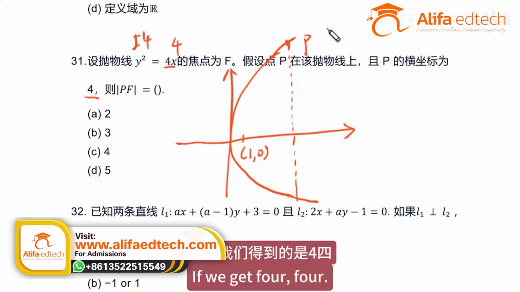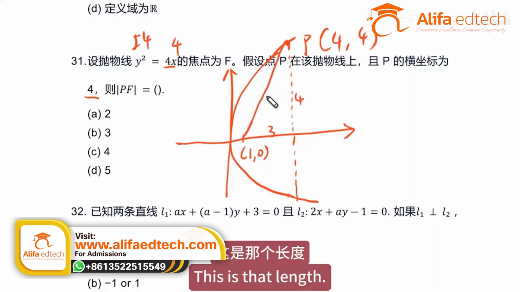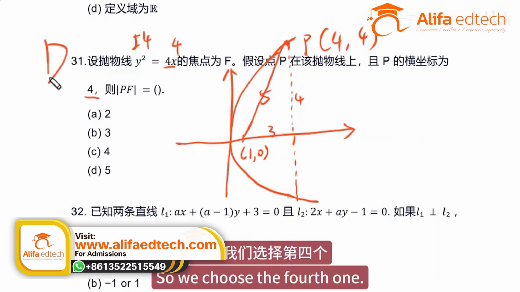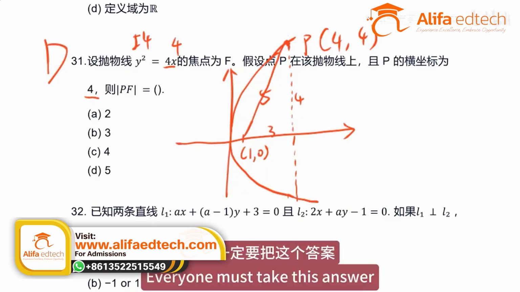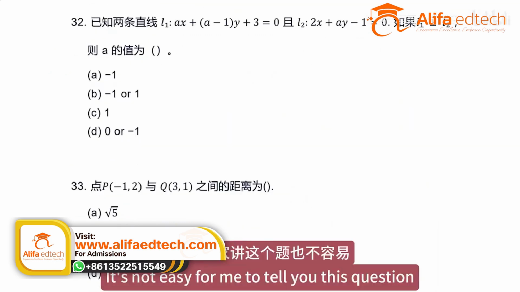So it can be above or below. If what we get is 4 and 4, then this spot is 3, this spot is 4, so where is the length? Here is that length, so this length is 5. So we choose the fourth one. Everyone must make sure to understand this answer clearly. It's not easy for me to explain this problem to everyone.